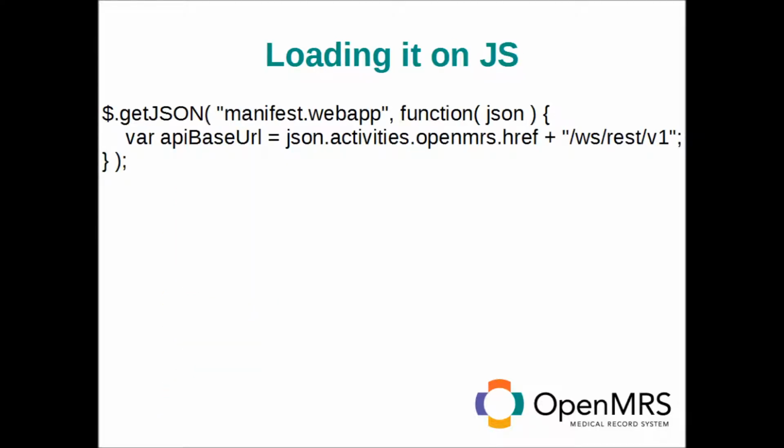So sometimes in your apps, you're going to want to parse the base URL of the app. To do that, you would do this. You would use jQuery's getJSON method and pass in manifest.webapp with a function callback, and in the function you would set the base URL to json.activities.openmrs.href. You may need the base URL in some cases where you need to access the API, for example.